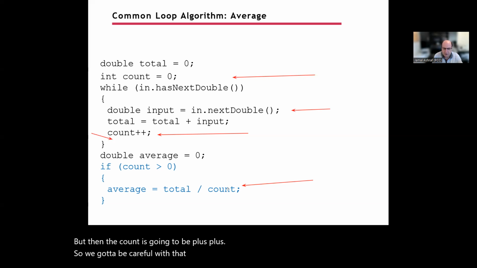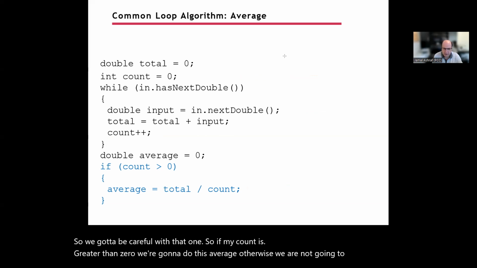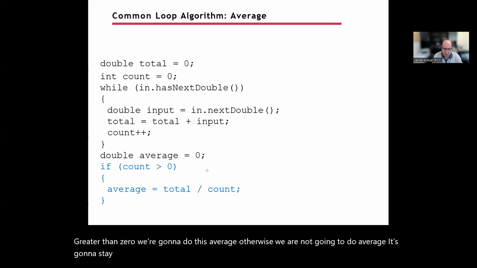So if my count is greater than 0, we're going to do this average. Otherwise, we are not going to do average. It's going to stay at 0. So remember, if I don't do anything, my average is going to be 0 already.